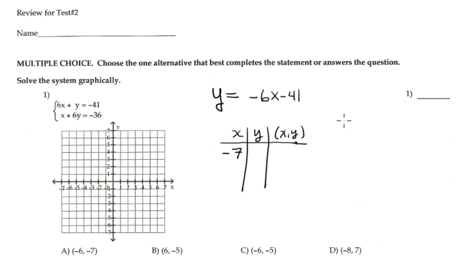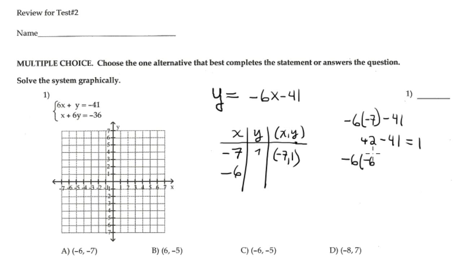When you plug it in here, it's negative 6 times negative 7 minus 41, which is 42 minus 41, which is 1. So one point is negative 7, comma 1. Now the second point is, suppose, near this, negative 6. Negative 6 times negative 6 minus 41: 36 minus 41 is negative 5. And the point is negative 6, comma negative 5.